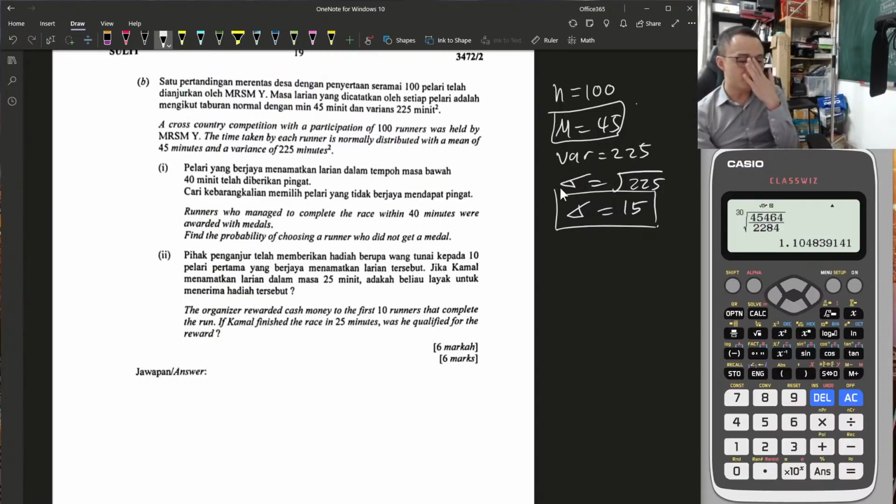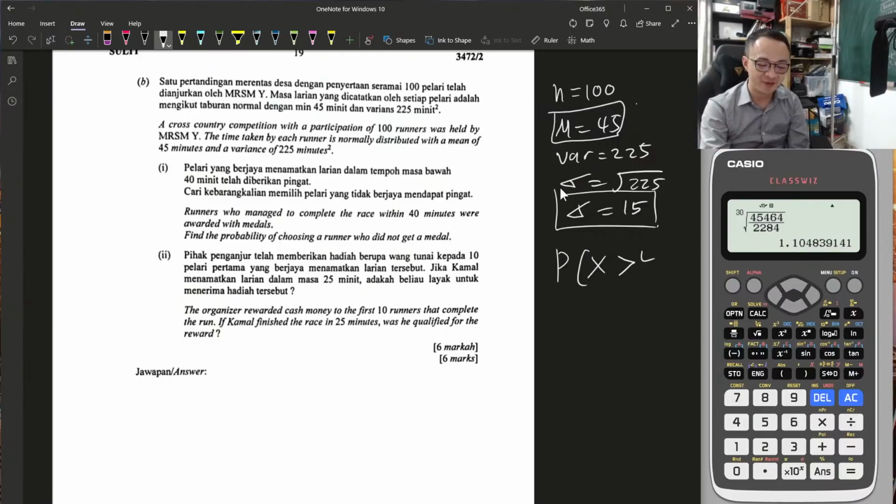So the runner who managed to complete the race within 40 minutes will be awarded with the medal. So if you can run and end at like 40 minutes, you will get a medal. So find the probability of choosing a runner who did not get a medal. So if you do not want to get a medal, you need to make sure you run more than 40 minutes. Because I said within 40 minutes you will get a medal, isn't it? So more than 40 minutes, I will assume they will not give you any medal.